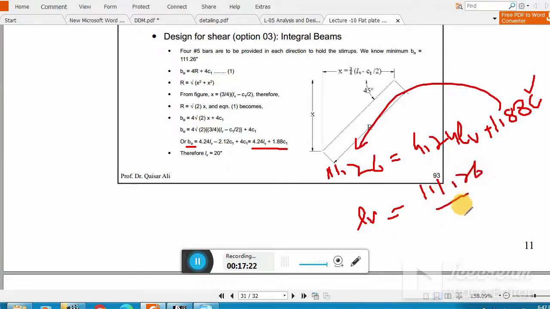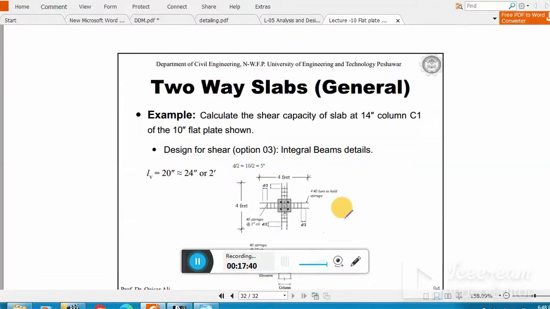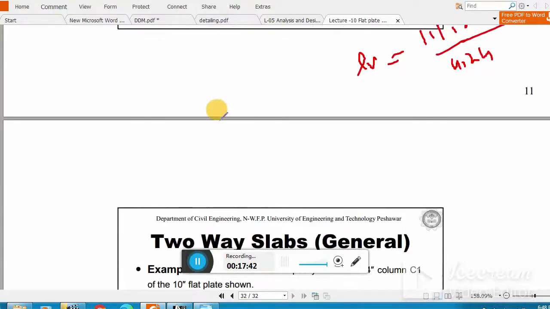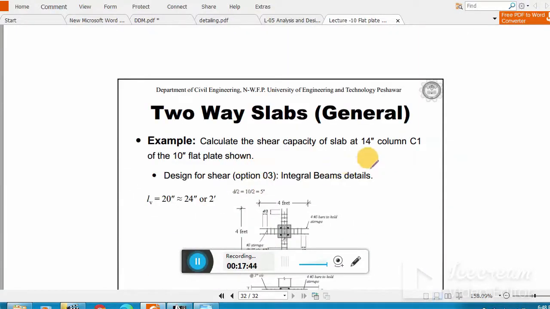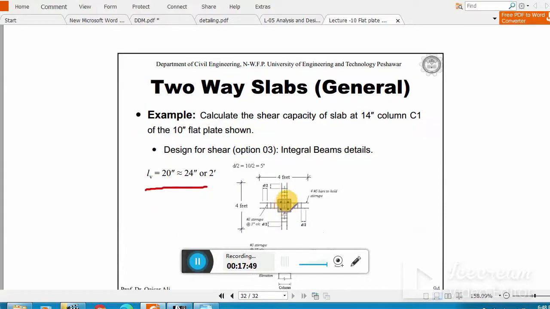111.26 divided by 4.24, and minus 1.88, and this C is 14 inches. After doing this you got 20 inches. Once you got 20 inches, let's say we are using 2 feet, like 24 inches. This means the bars will now extend from the face of the column for a distance of 2 feet, that is 4 by 4 feet on this side and on that side.